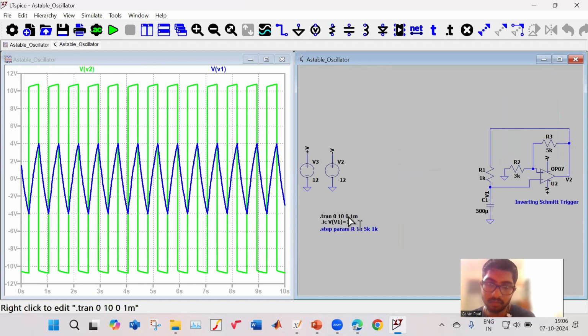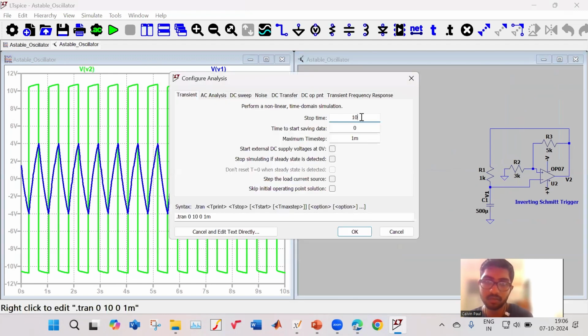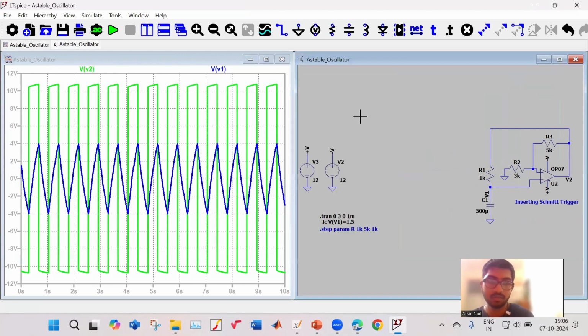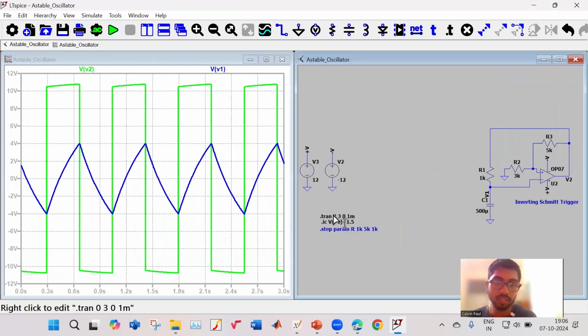Let me change the time. Okay, then it looks better. So now, when my output is high, my capacitor is getting charged. It is rising. Once it reaches the upper trigger point, the inverting Schmitt trigger output goes negative. Then the capacitor voltage starts reducing. When it reaches the lower trigger point, the output becomes positive. Then it again starts rising.